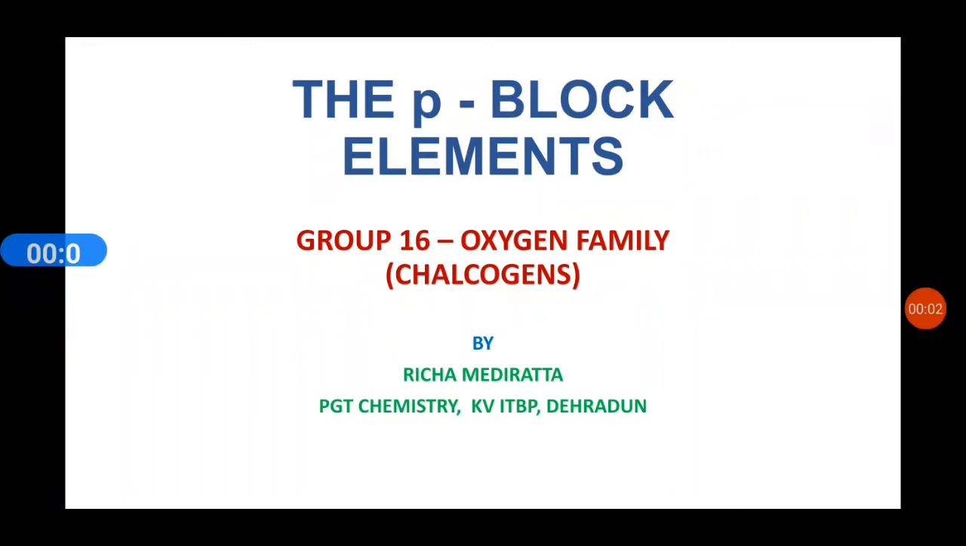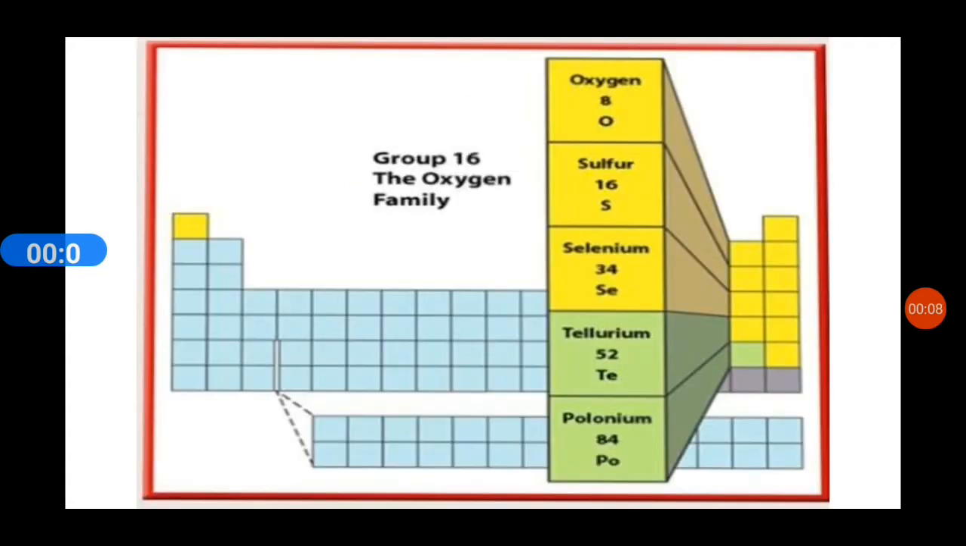P block elements, group 16, oxygen family, also known as chalcogens. These elements are ore forming, that is why they are known as chalcogens. Oxides and sulfides are common ores. These elements include oxygen, sulfur, selenium, tellurium, and polonium.